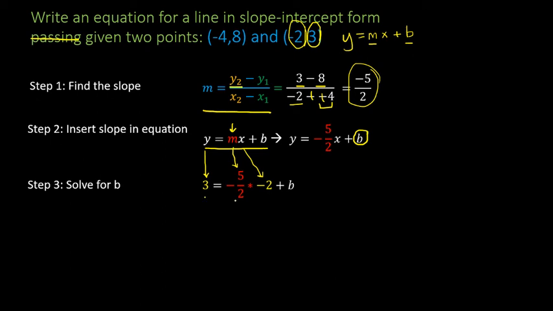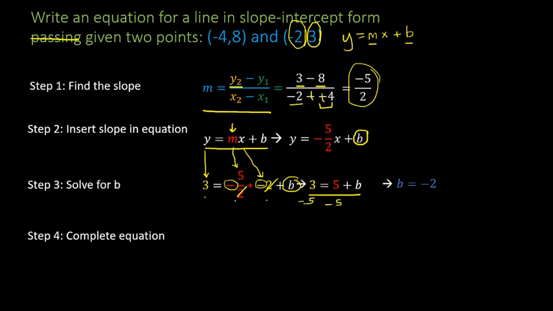So now I have a number in for all of my variables except b, so I'm going to simplify and solve for b. Notice that negative 5 over 2 times a negative 2, my 2's cancel out, and I end up with a positive 5, because we had a negative times a negative, which is always a positive. So 3 equals 5 plus b. If I subtract 5 from both sides, I get that b is equal to negative 2.